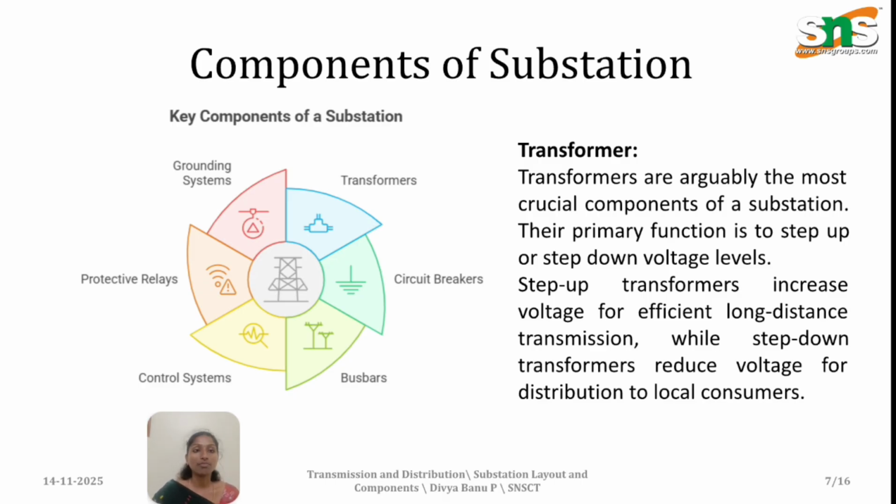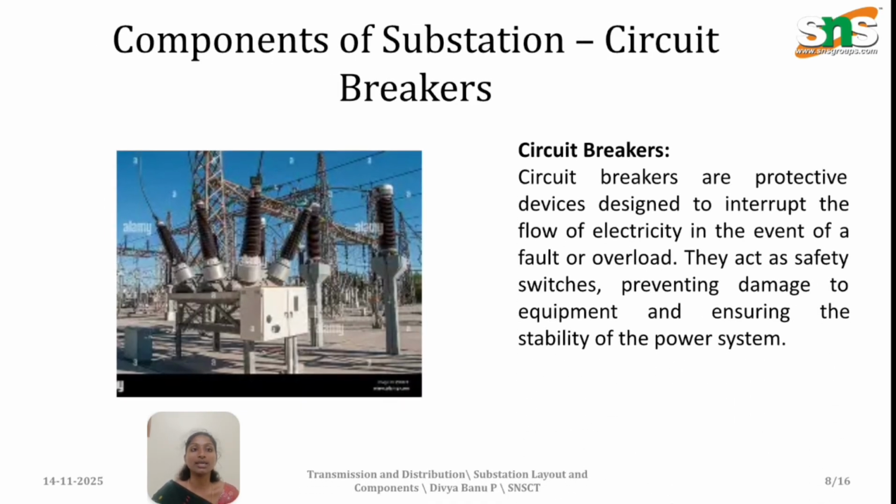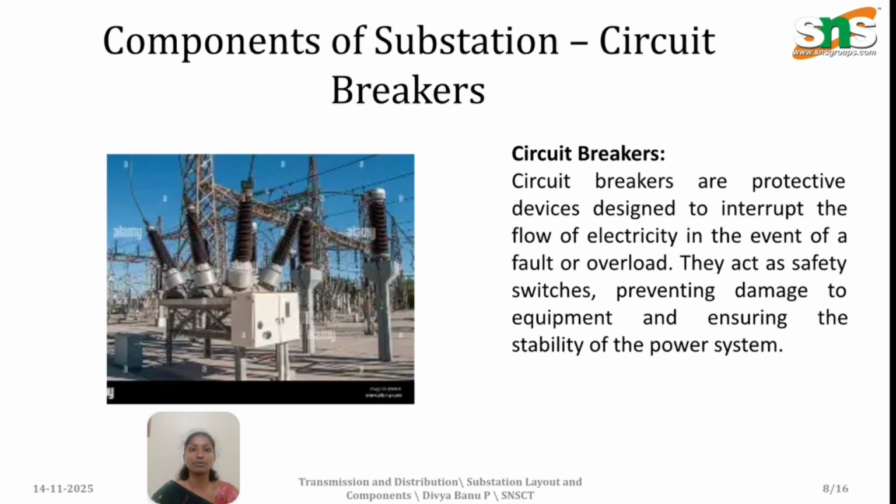For the transformer, we basically know that the primary function is to step up or step down. A step up transformer increases the voltage for efficient long distance transmission, whereas a step down transformer reduces the voltage for distribution to local consumers. Next, coming to circuit breakers, these are designed to interrupt the flow of electricity in the event of a fault or overload. When any fault occurs, the circuit breaker interrupts the flow of electricity. This is the main purpose of a circuit breaker.